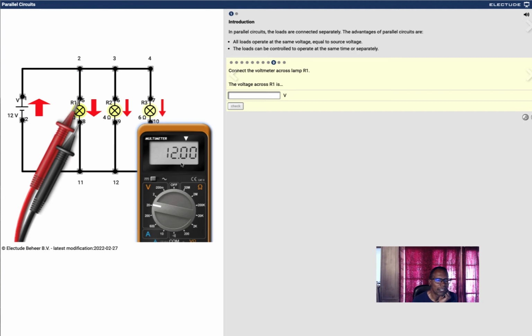12. See? 12 volts, 12 volt drop. There's only one load in that leg, so it should drop 12 volts. What? The voltage across R1 is not 12? Maybe not 12. Are you serious? They wanted to put the 0.0 down there.